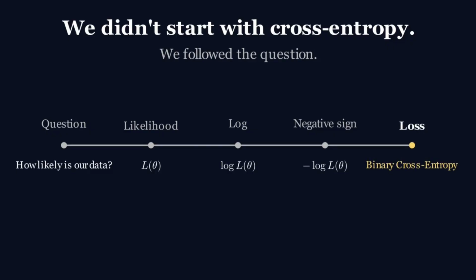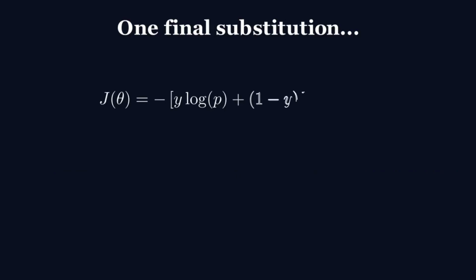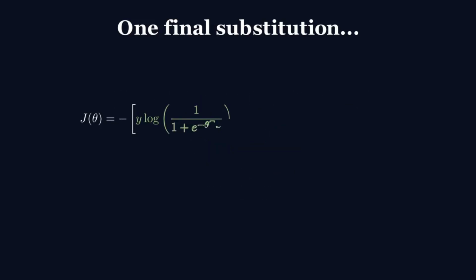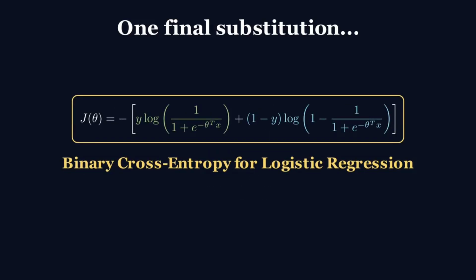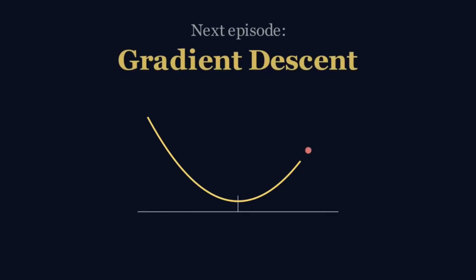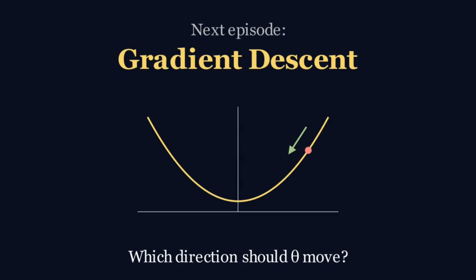Now that we have a loss function, how do we actually minimize it? How do we find the values of theta that make this loss as small as possible? Because at the moment, our model has no idea which direction to move. It doesn't know whether increasing a parameter will make things better or worse. So in the next episode, we'll answer that question by introducing one of the most important ideas in all of machine learning: gradient descent.